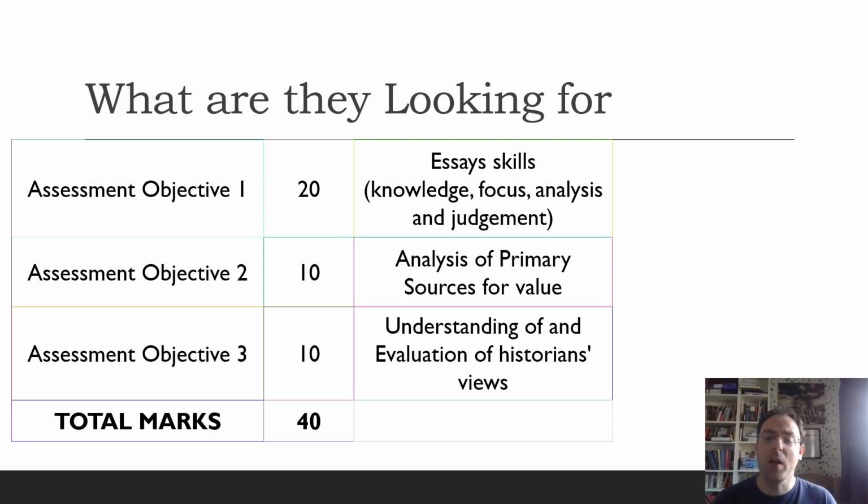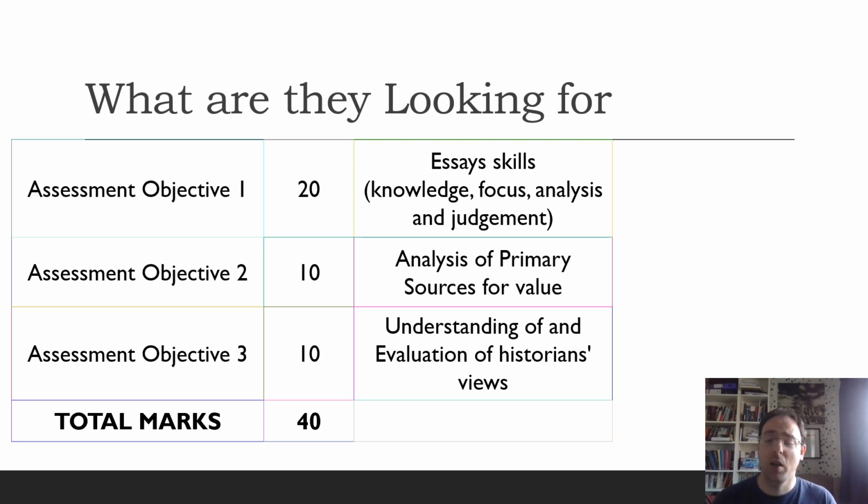Right, so what are they looking for? When your teacher marks it and when it goes off to be moderated, what they're looking for is the 3 assessment objectives. Objective 1 is essentially essay skills. Did you know stuff? Were you focused on the question? Is your writing analytical? Is there a clear and coherent and supported judgment running through it? And if you do all those things, it's a bit like writing a history essay. And if you've done those things, you pick up those marks.